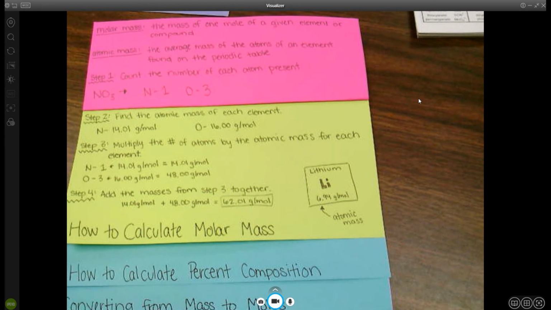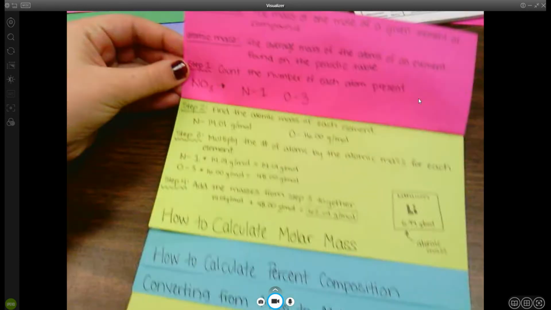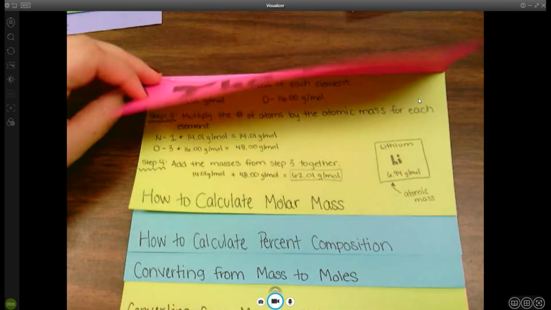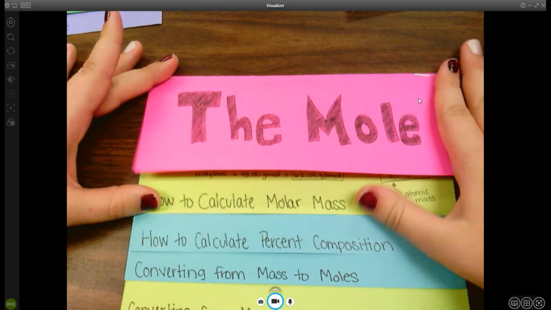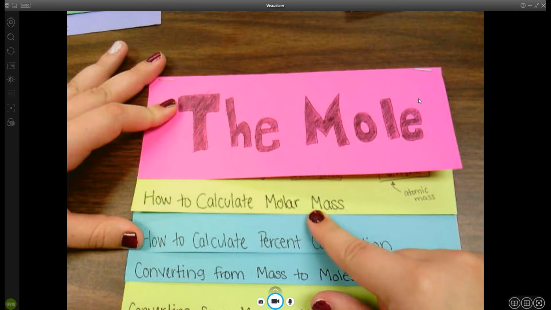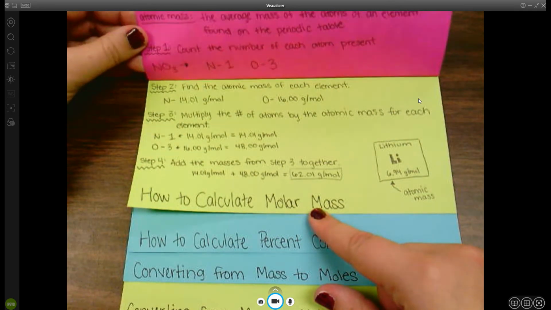So this is the first set of notes for our Moledable. We have how to calculate molar mass. So you can go ahead and close this. And when you need to, hey, I need to calculate molar mass, open it up, and all the steps are right here for you.